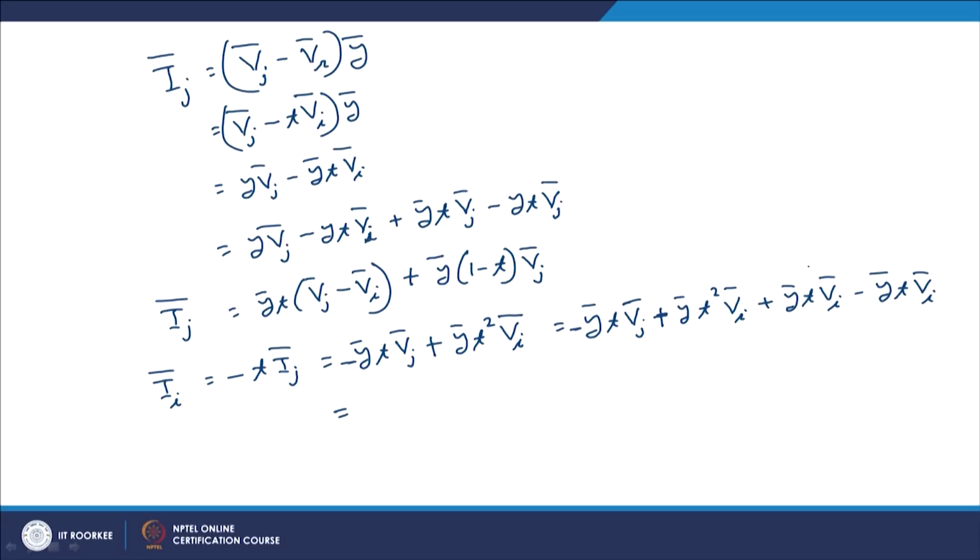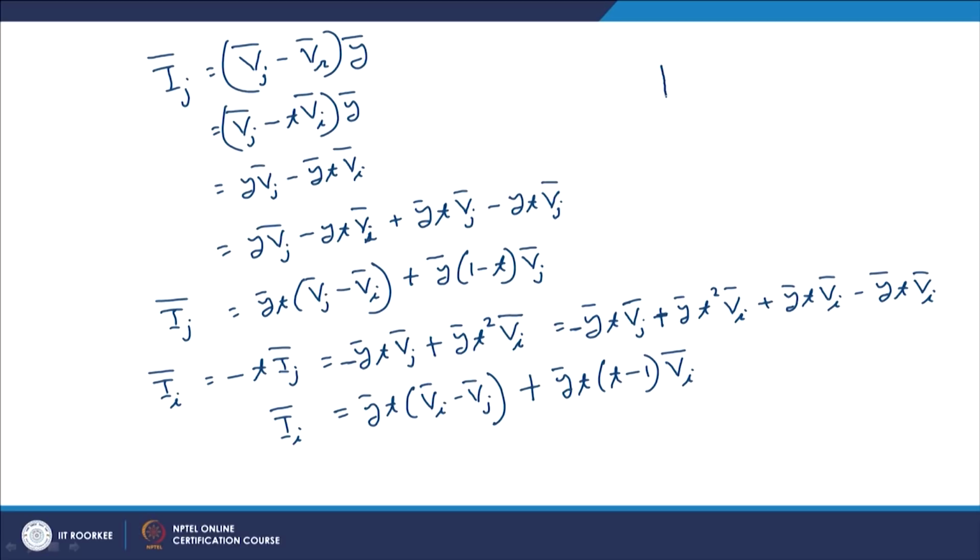So, now we take this and this together. What we get is Y T into Vi minus Vj plus Y T into T minus 1 into Vi. So, these are the two expressions of Ij and Ii. Utilizing these two expressions, we are now in a position to find the equivalent circuit of this tap changing transformer. So, let us do it here.